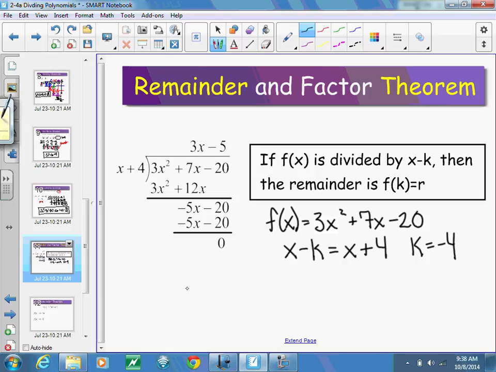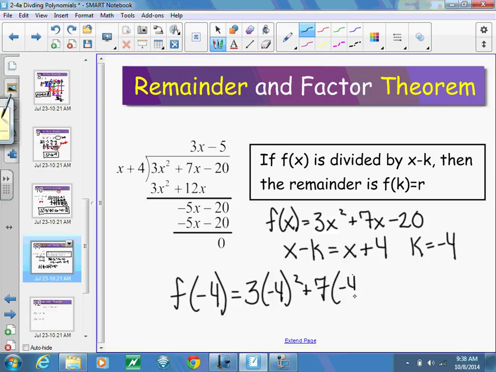So now to figure out what my remainder is, I could go ahead and do long division or synthetic division, or we can just take f of negative 4, and I can evaluate this. So take 3 times negative 4 squared plus 7 times negative 4 minus 20. And by doing this, and once I solve it, I end up with 0, which tells me that my remainder is 0.